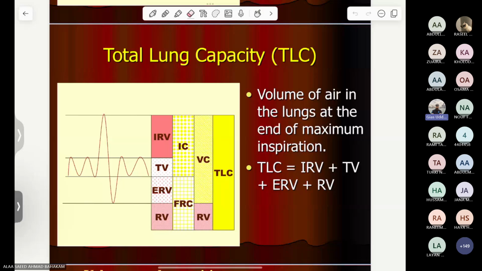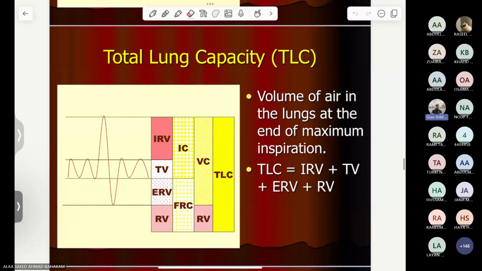What is the total lung capacity? Does anybody know how much volume our lung can hold? 6,000 milliliters, or 6 liters. Yes, total lung capacity is 6 liters. We have two lungs, so the two lungs can contain about 6 liters of air. It could be more or less depending on size. If somebody is very tall, they might have 6.5 or 7 liters. If somebody is very short, it could be 5 liters. But on average the total lung capacity is 6 liters.